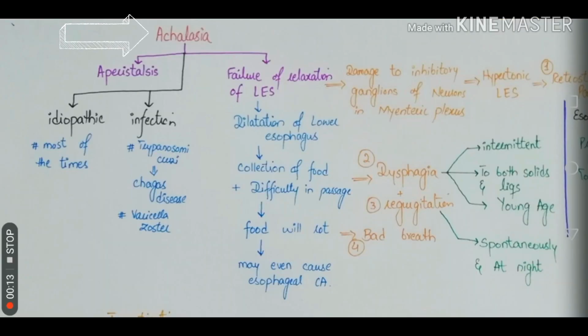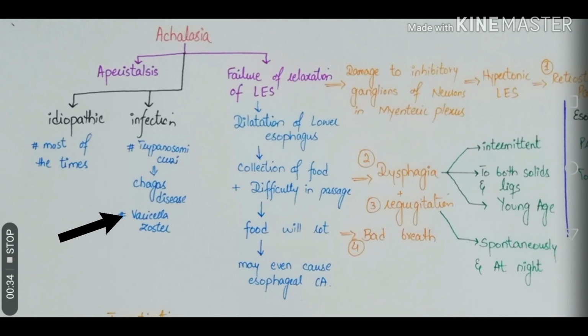So let us talk about achalasia today. Achalasia has two main etiologies. Number one, idiopathic. Number two, infection. Idiopathy is the most important cause for achalasia, which is present most of the times. On the other hand, infection could be caused by Trypanosoma cruzi that will lead to Chagas disease.